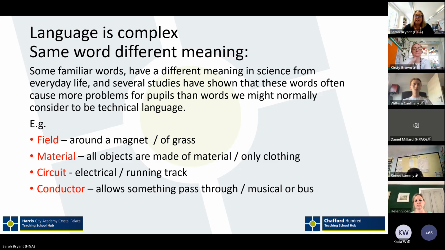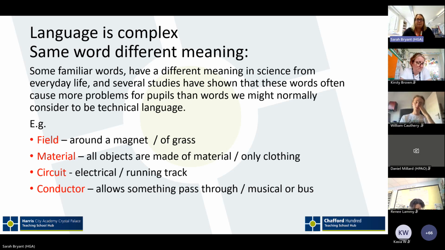Conductor. They might think of a conductor as a bus conductor or a train conductor. What about a musical conductor? But then also, we have a conductor that allows something to pass through. And not only do we have just one conductor in science, we have an electrical conductor, we have a thermal conductor. So again, making it even more complicated.